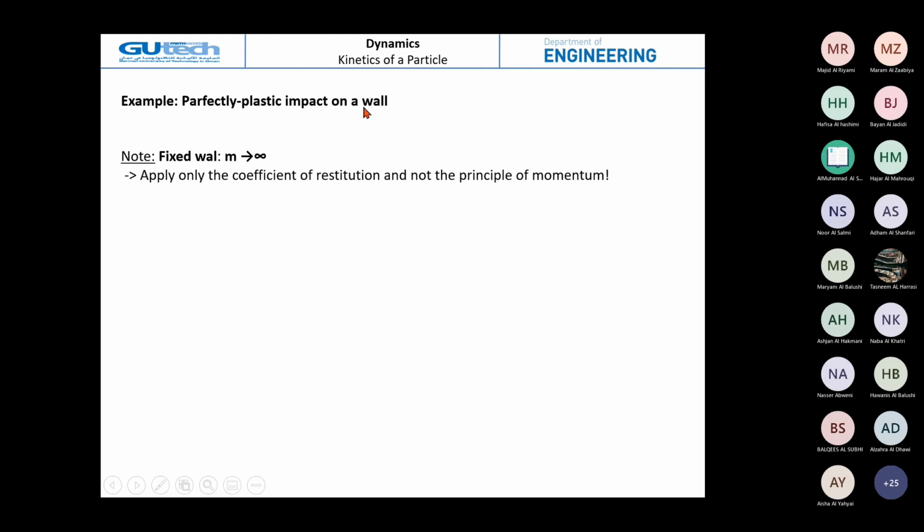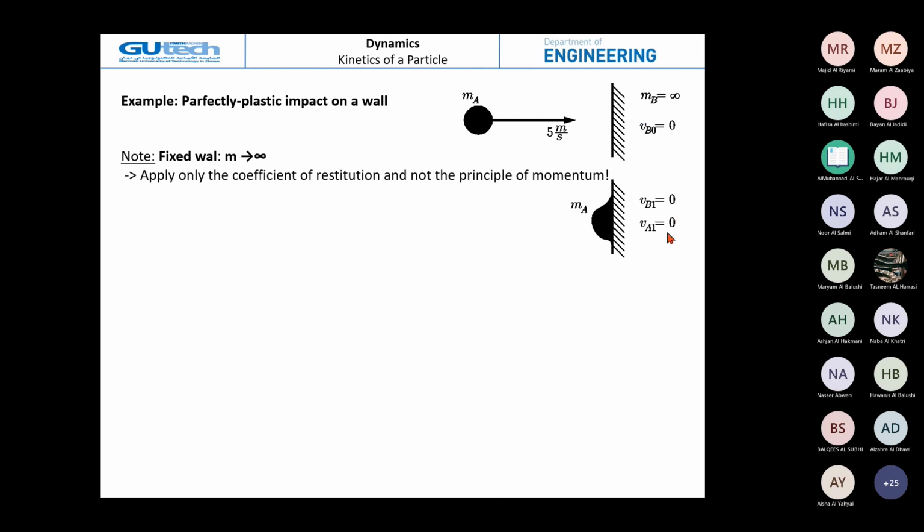Now, perfectly plastic impact, the second extreme case, on a wall. We said also that here the mass MB of the wall is equal to infinity. Its velocity is equal to 0, the same for the velocity after the impact. The mass also will stay infinite. Now we take the same velocity as in the previous example, which is 5 meters per second. We said that for the perfectly plastic impact, epsilon should be equal to 0.